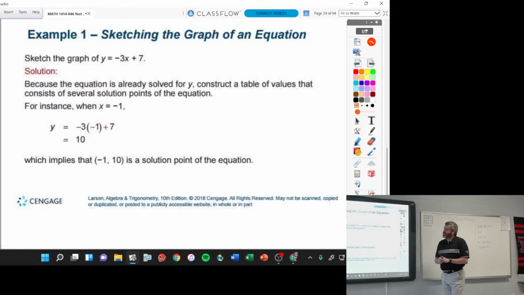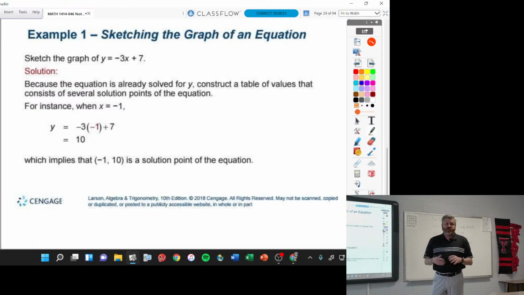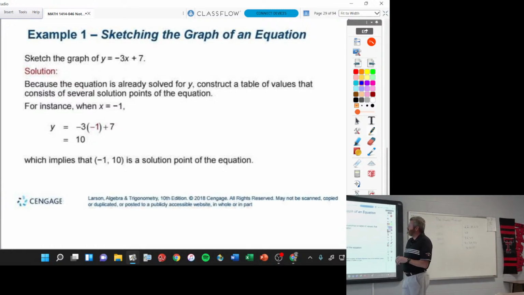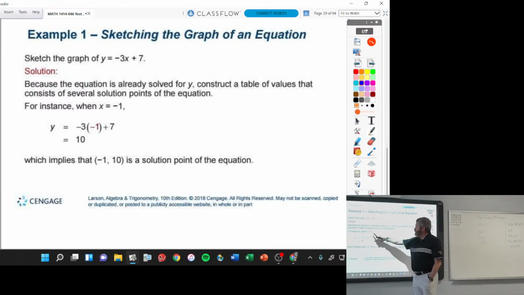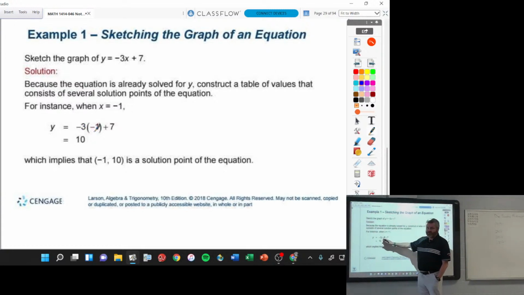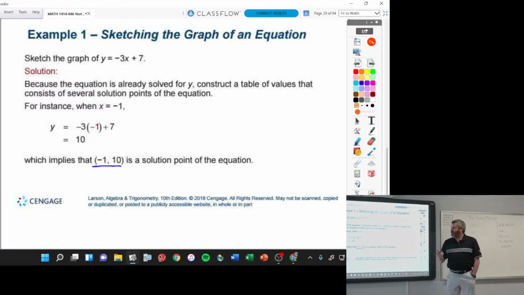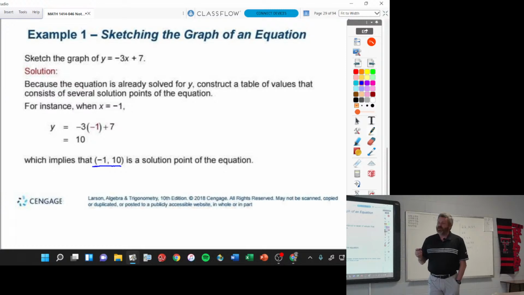So as an example, let's sketch the graph of y equals negative 3x plus 7. First of all, we want to make sure one of the variables is isolated, and fortunately they've given us this equation with y already by itself. So if we're going to make a table, as I show in the example here, let's say x is negative 1. You plug it in, so you get negative 3 times negative 1, which is positive 3. 3 plus 7 is 10. So when you plug in negative 1, your output is 10, which gives you the coordinate (negative 1, 10). This tells us that the point (negative 1, 10) is on the graph of y equals negative 3x plus 7.